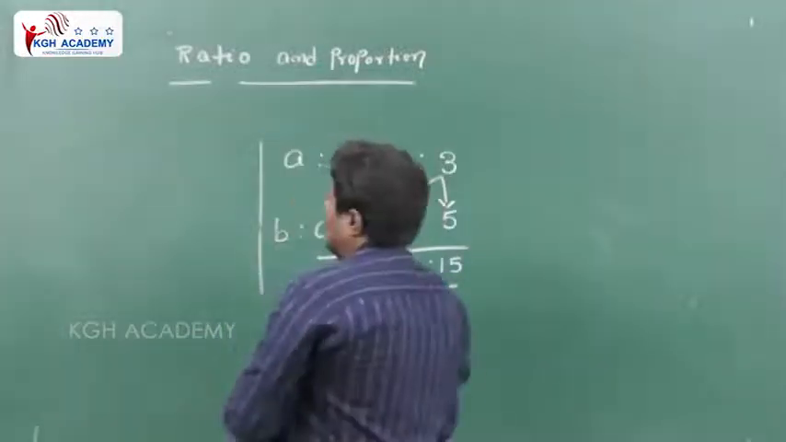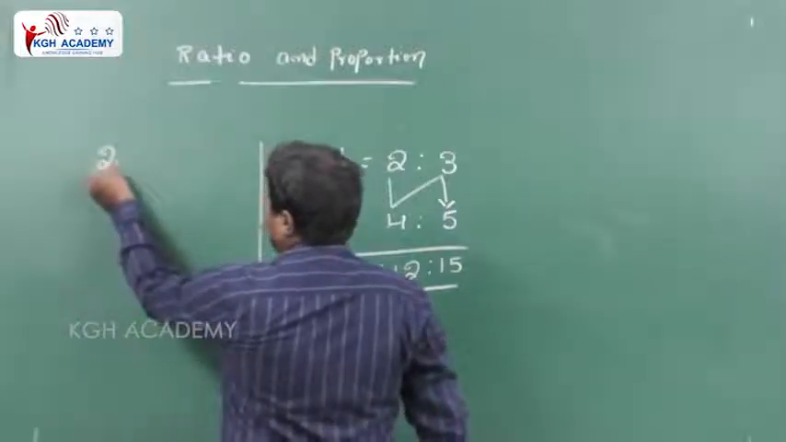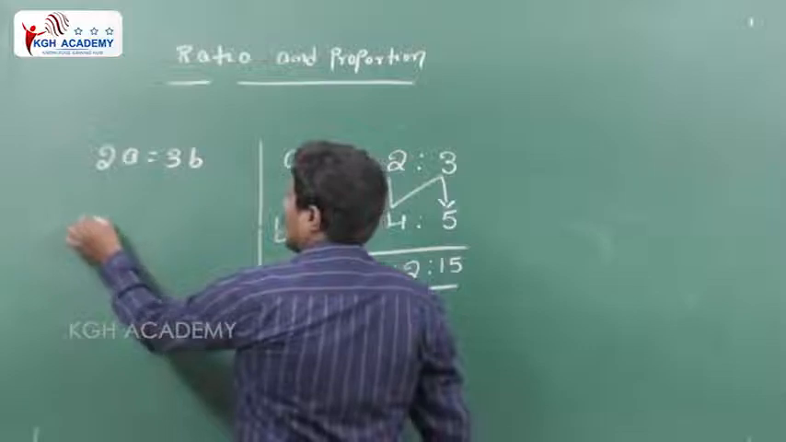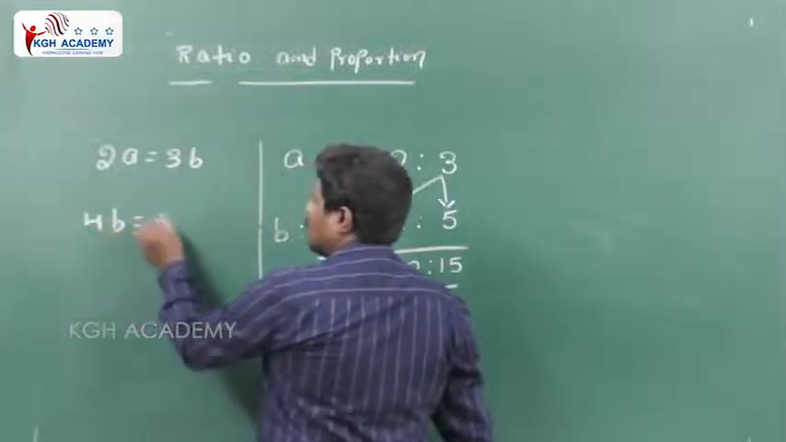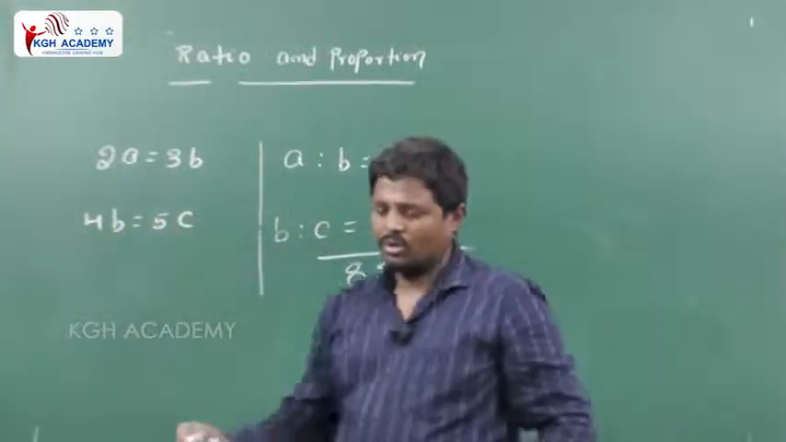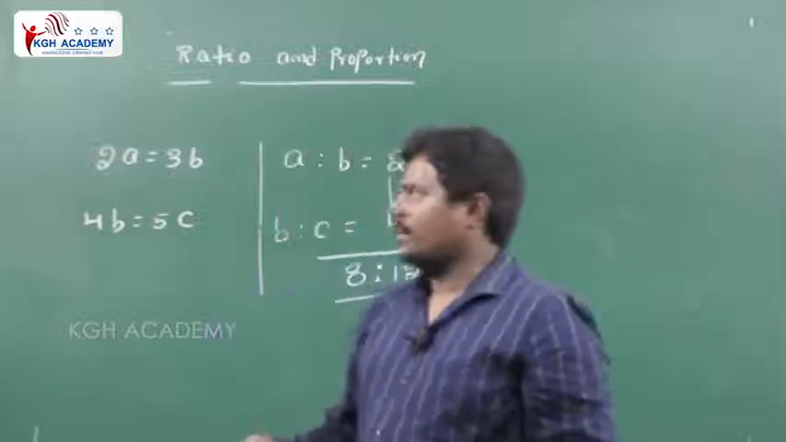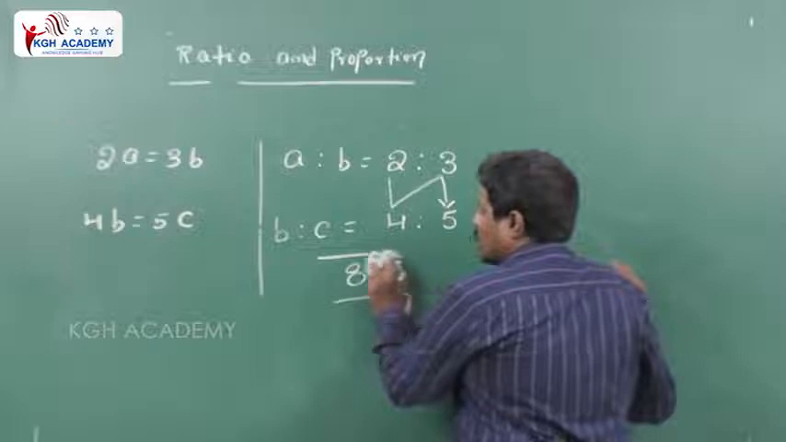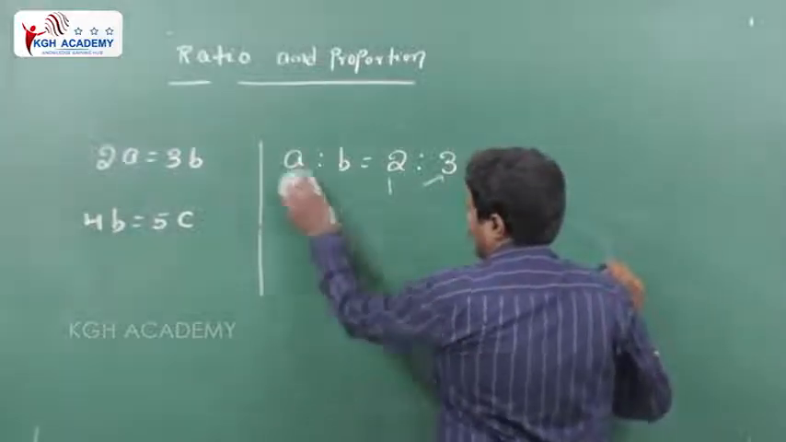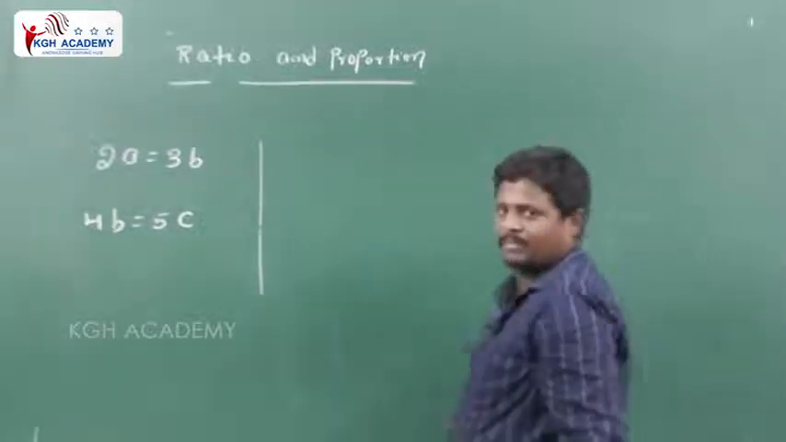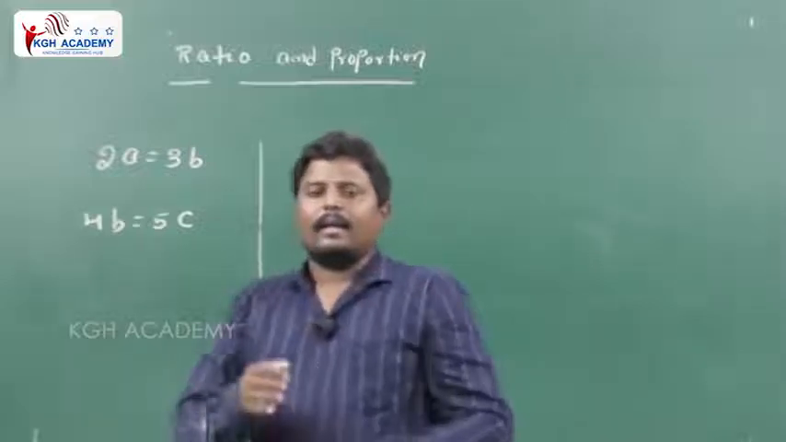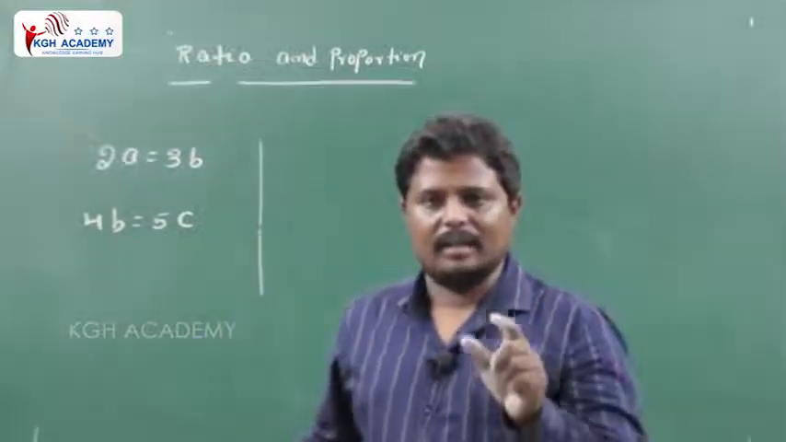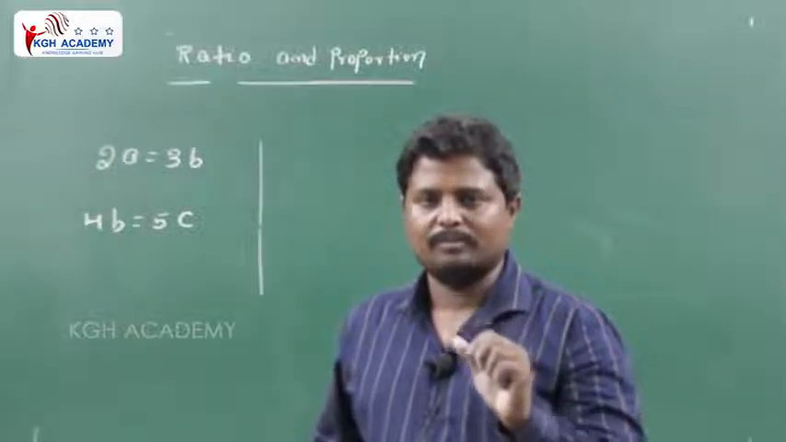Let us suppose, for example, you take an equation like this: 2a equals 3b. After that, 4b equals 5c. What is the ratio among a, b and c? In the earlier case, that is known as directly proportional.